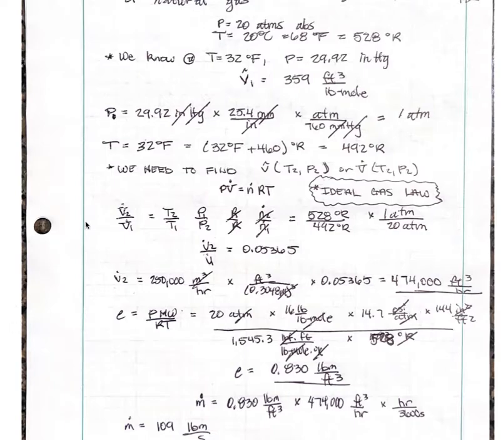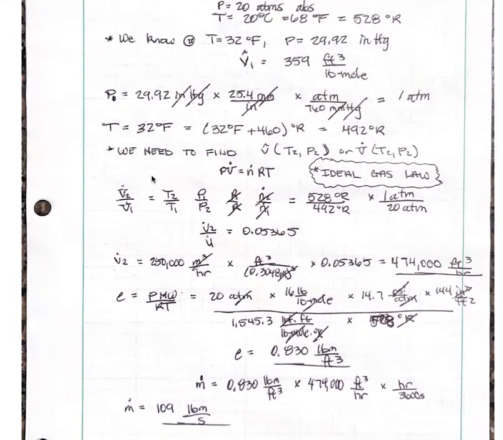So then we gotta convert the 32 degrees Fahrenheit into Rankine. You already know, just add 460 to that, and that'll give you 492 degrees Rankine.